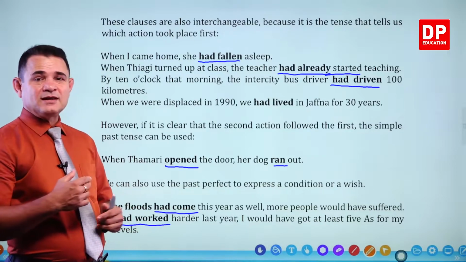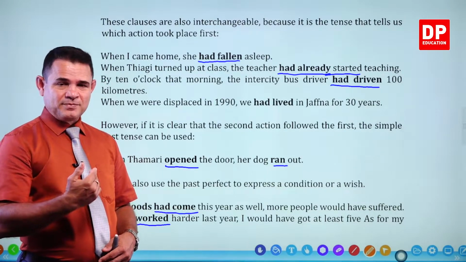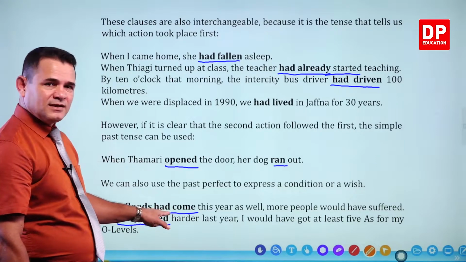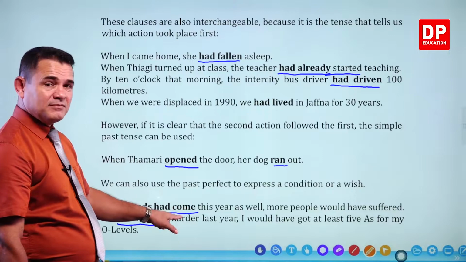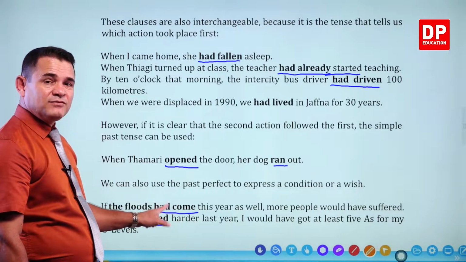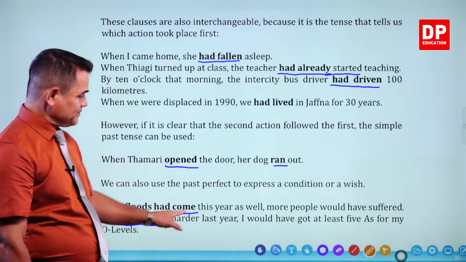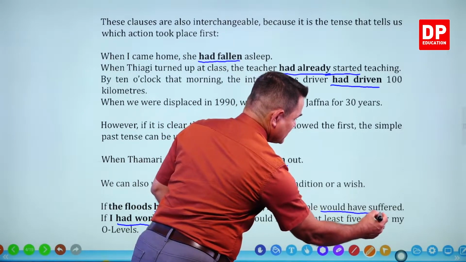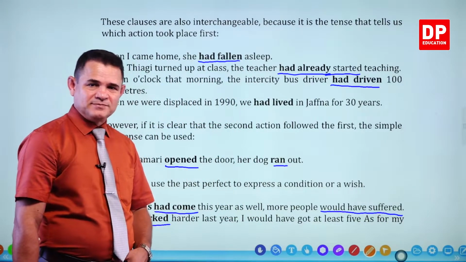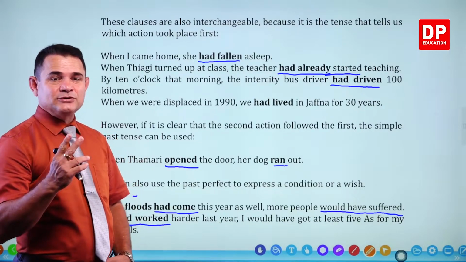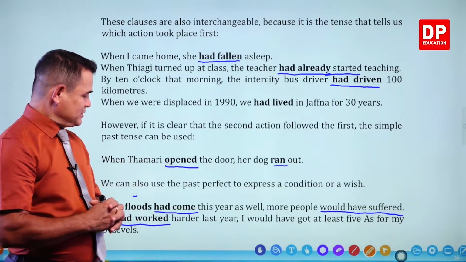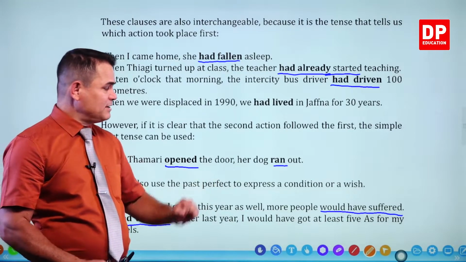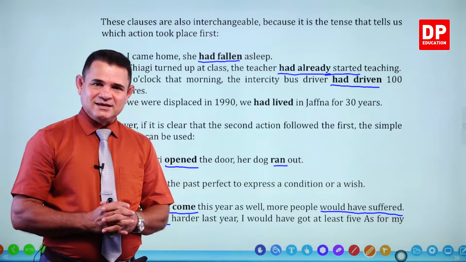And actually, the second one, if you gave me, I could give you. Then both are past tense. The next condition, if the flood had come, that is the if type 3 we discussed in the second unit. Had come in this part, would have suffered in that part. So this is if type 3, which we discussed in the second unit. In this kind of sentence too, you can use the past perfect. Hope that is clear to you all.